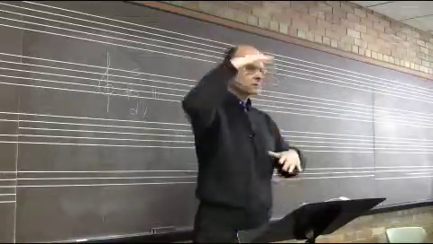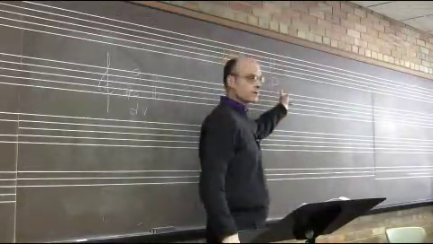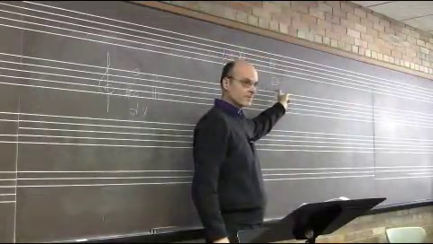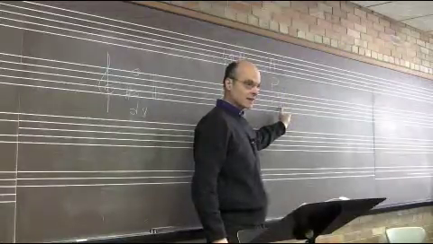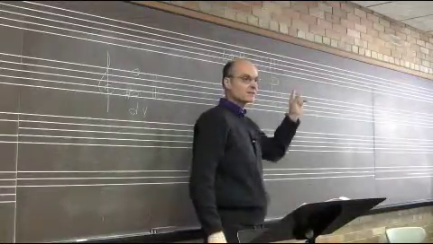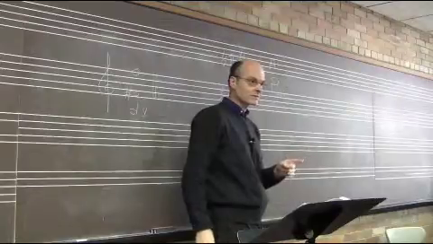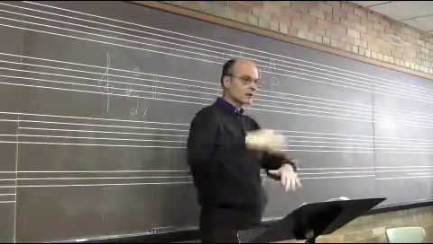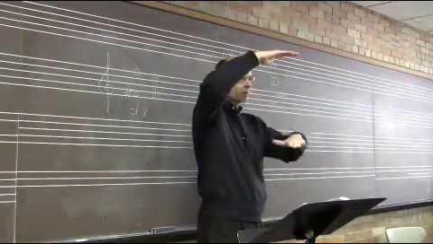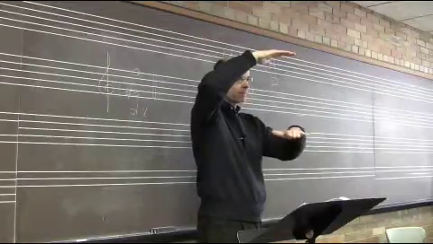Okay. Diminished. First, we found the perfect octave, right? Well, we're looking for a diminished octave, right? A diminished octave is smaller than a perfect octave. Correct? And in order to make that interval smaller, I have to raise the bottom note.